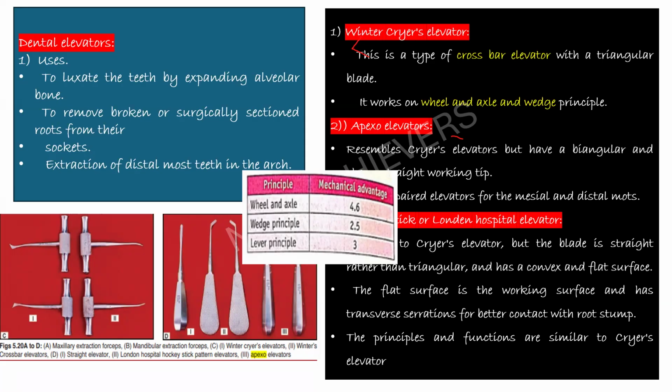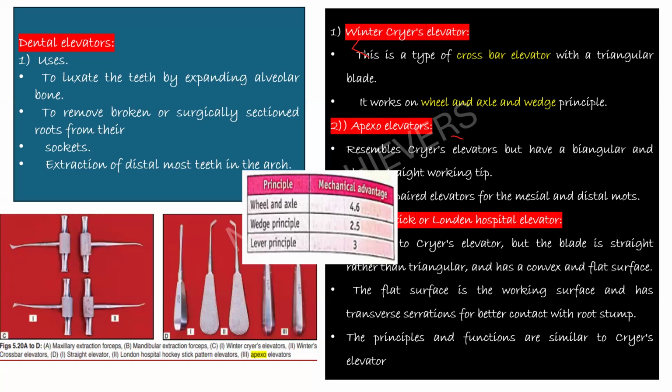You can see the principle, like wheel and axle, is a very, very important thing. The wheel and axle principle is going to exert about 4.6 times the force that is normally applied. The wedge principle is going to apply 2.5 times the pressure. And the lever principle is going to be triple, that is 3 times more.